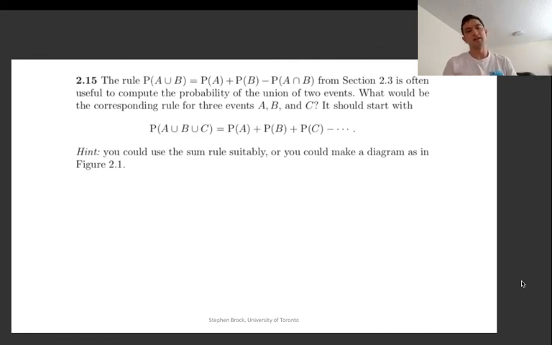Question 15. The rule, probability of A union B is equal to probability of A plus probability of B minus probability of A intersection B. So this is just the union rule that we derived. It is often useful to compute the probability of the union of two events. What would be the corresponding rule for 3 events, A, B, and C? It should start with the probability of A union B union C is equal to probability of A plus probability of B plus probability of C. So, hint, you could use the sum rule suitably, or you could make a diagram as in figure 2.1.